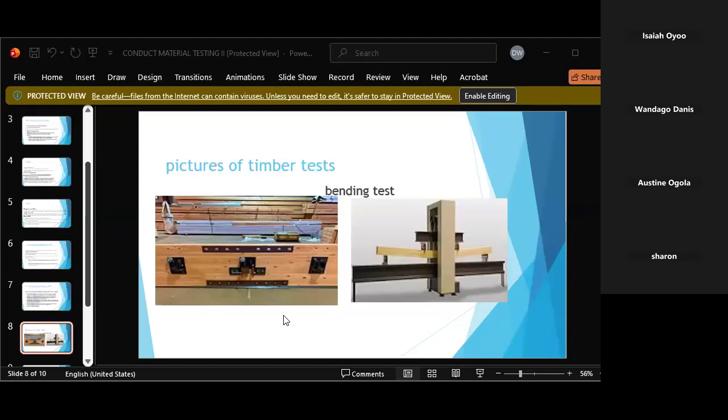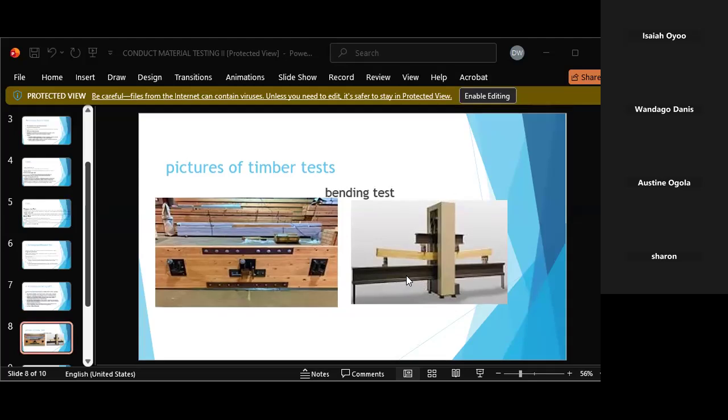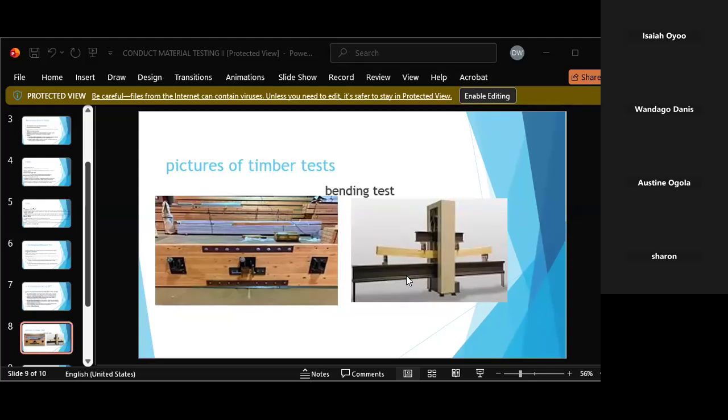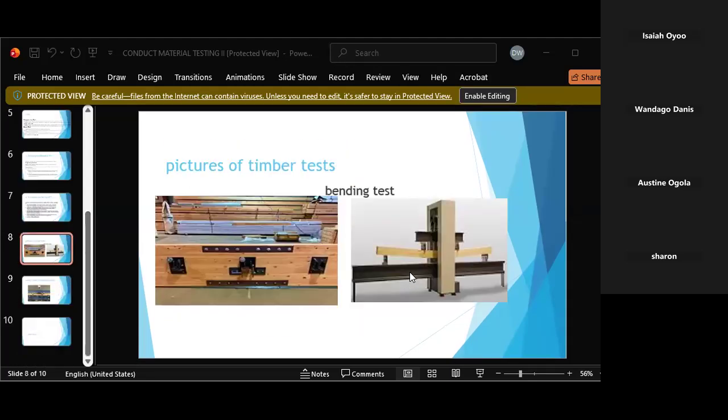That's what I'm talking about. This is the second one, mostly describing how the bending takes place in wood. Yes, I hope Andragwa can see. Yes, what are you seeing? I'm seeing a picture of timber test. Yeah, that is the timber bending test. It determines how the timber is going to bend. That's what we call the bending test.